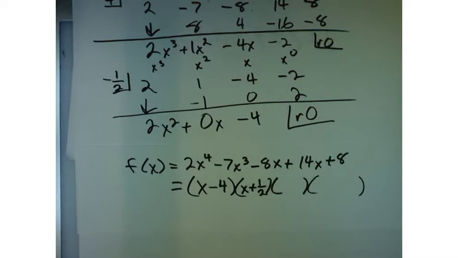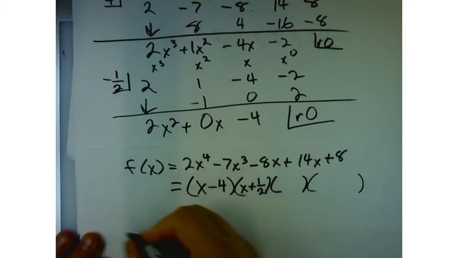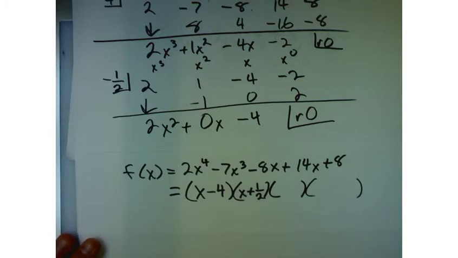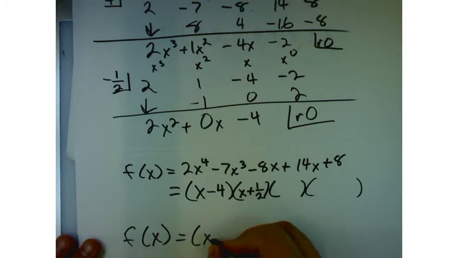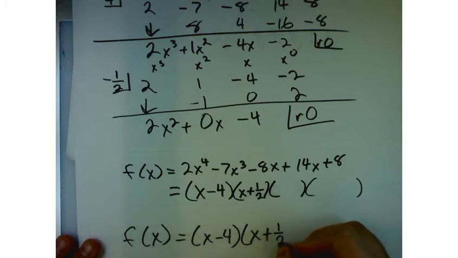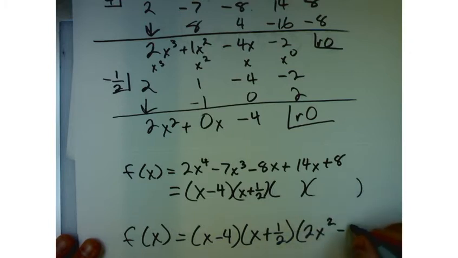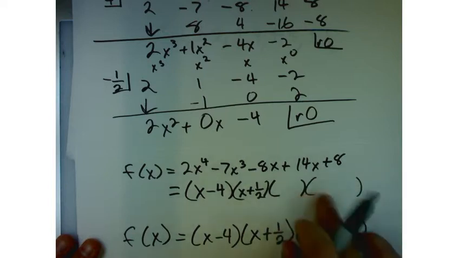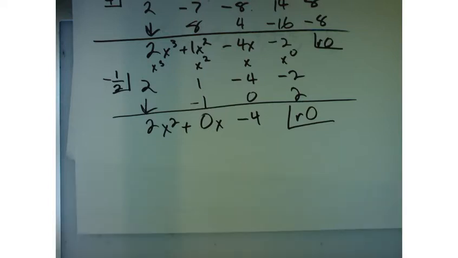Now this is where it gets a little tricky. To find these two, in other words, what I'm saying, and I'm going to come back to this, I'm saying f of x is equal to x minus 4 times x plus 1/2 times 2x squared minus 4. So I've just got to factor this and I'll get these two things. Alright, well that one's not so easy.